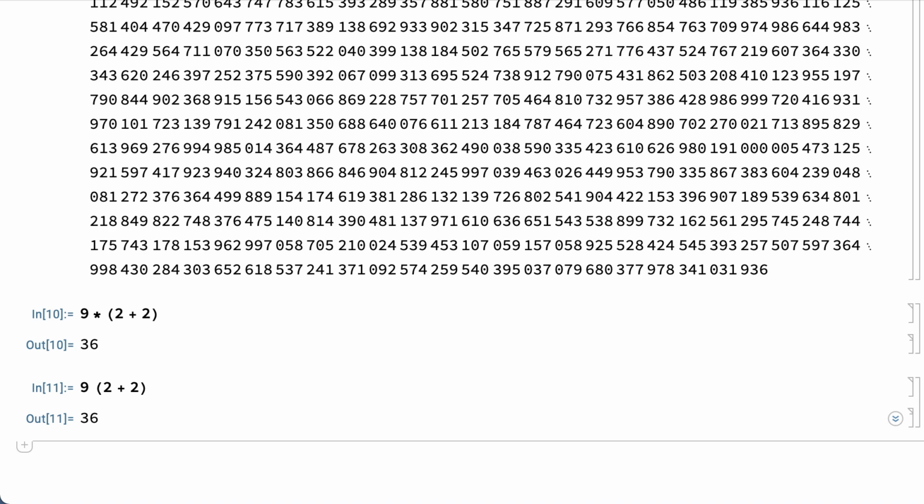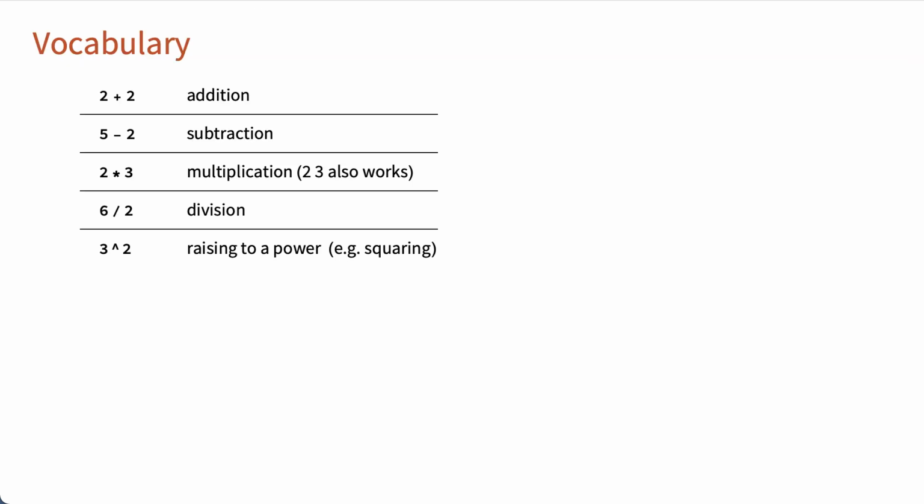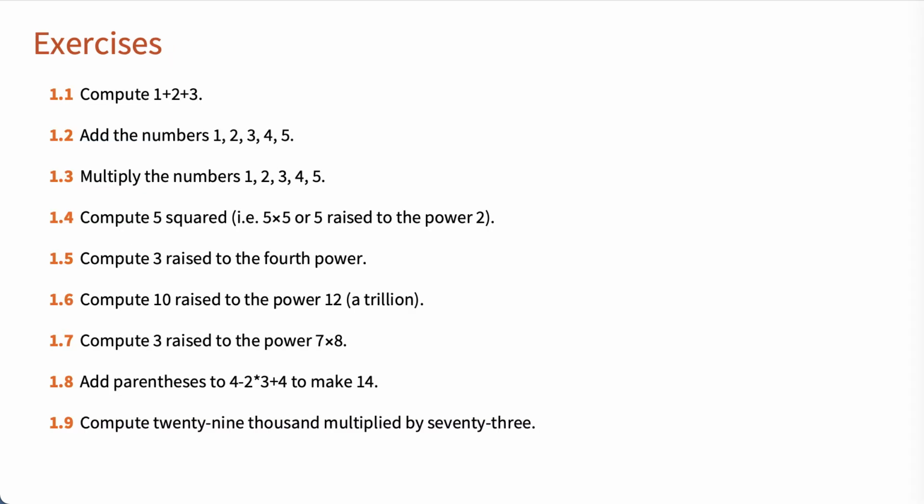That's the end of the examples for this section. Here is the programming vocabulary that came up in the examples, but the main purpose of this section is really just to describe how the Wolfram language operates and how to get a sequence of inputs and outputs. Here are some of the exercises from this section. These exercises are all relatively easy.